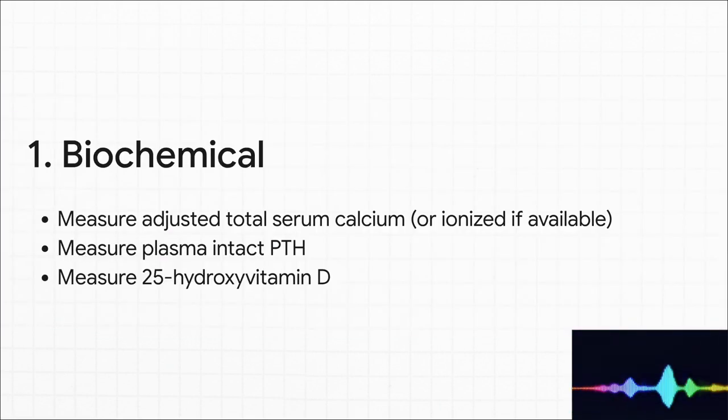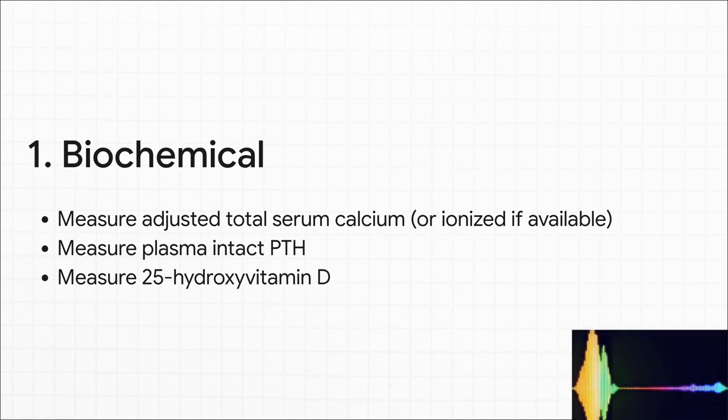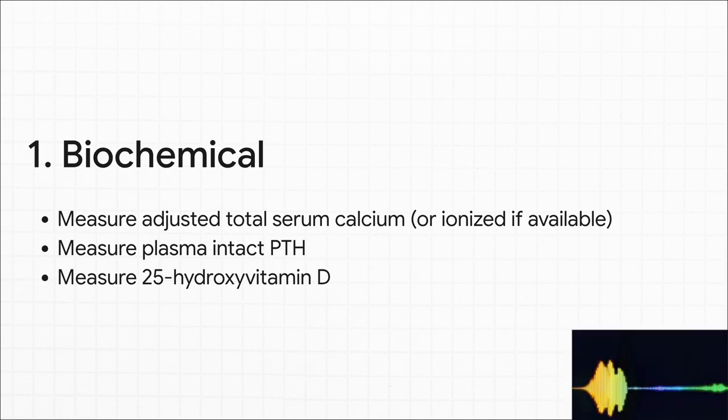First things first, the labs. This is your bedrock. You've got to get that concurrent adjusted total serum calcium, or ionized if you can, along with an intact PTH. That's what confirms the diagnosis. But here's the kicker: you absolutely have to measure 25-hydroxy vitamin D. You need to rule out secondary hyperparathyroidism from vitamin D deficiency, which is an incredibly common curveball.